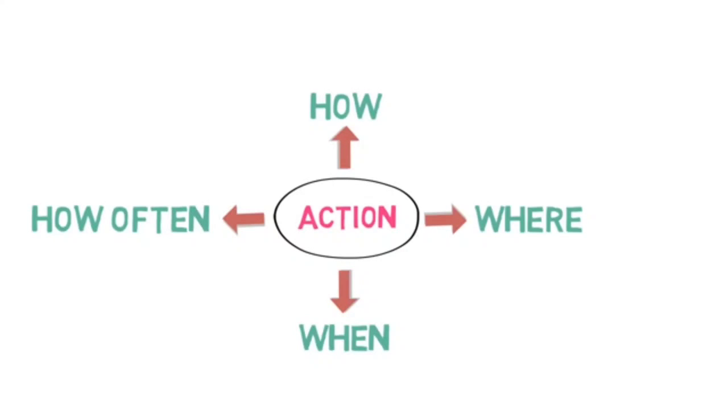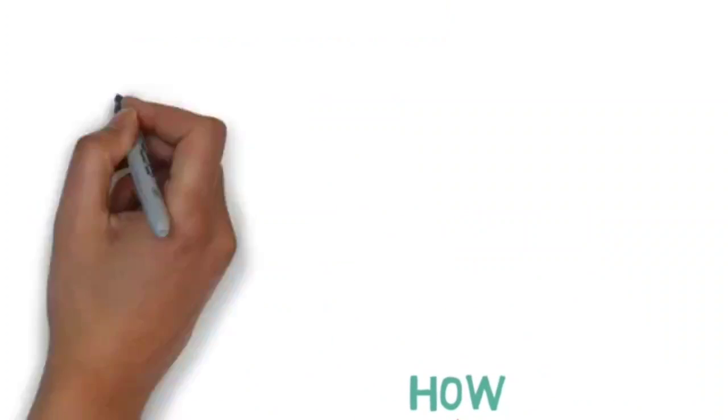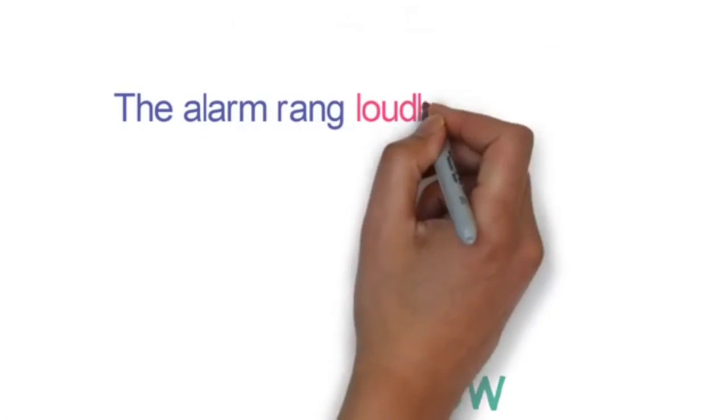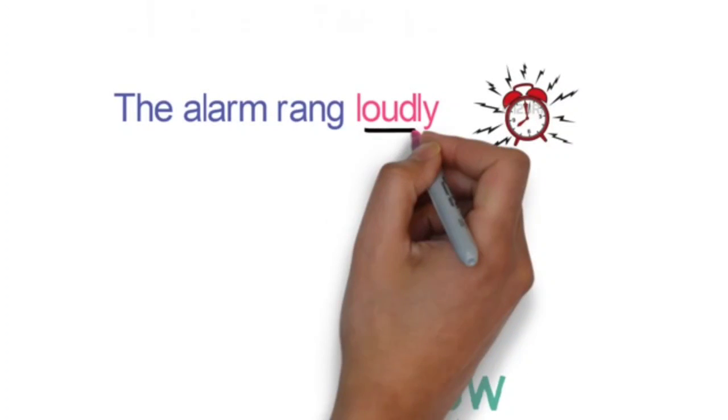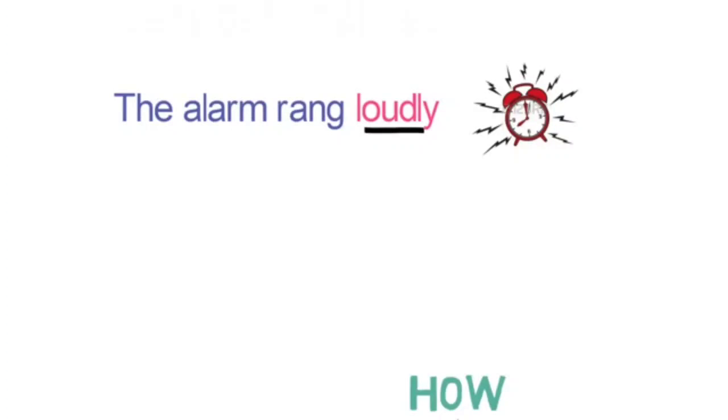Firstly, we will see the adverb that describes how an action is performed. First example, the alarm rang loudly. Here we can identify the alarm rang. But how did it ring? It rang loudly. So, loudly describes the manner in which the alarm rang. And hence it is an adverb.